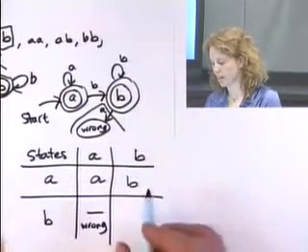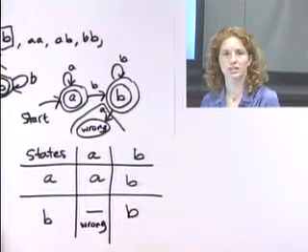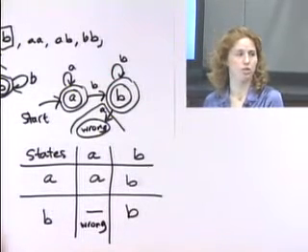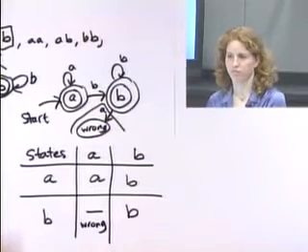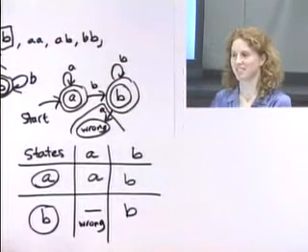Okay, and if I'm in the B state and I get another B, I stay in the B state. So it's a little bit confusing to have the states labeled with the letters, but it's okay. I might put circles around them or something so I realize that those are the states and not the letters.